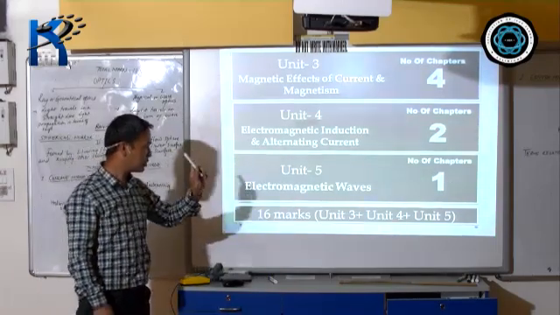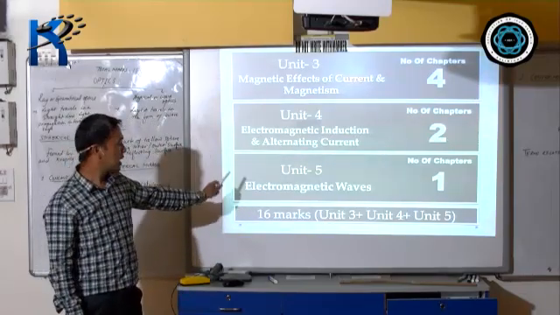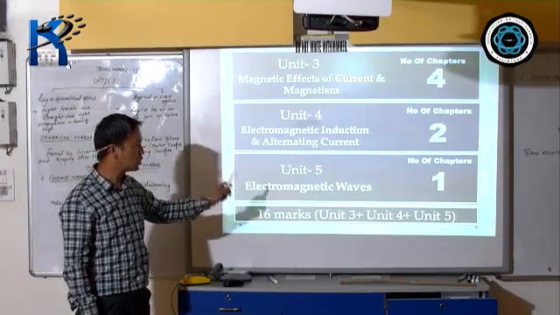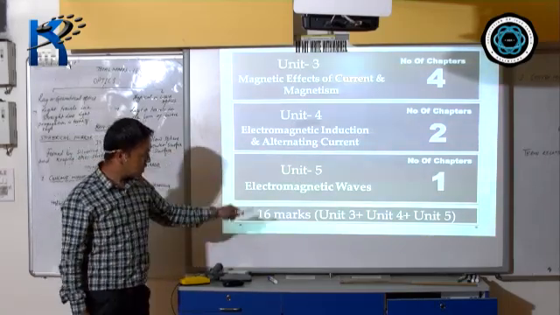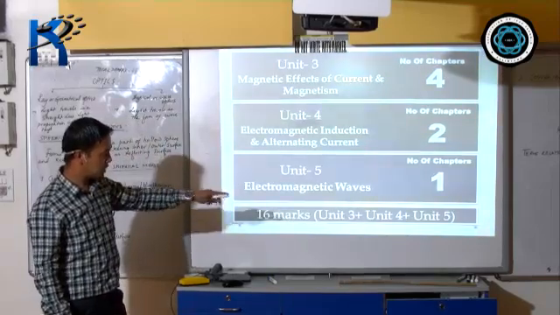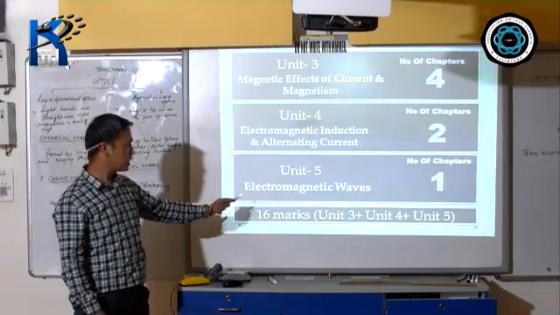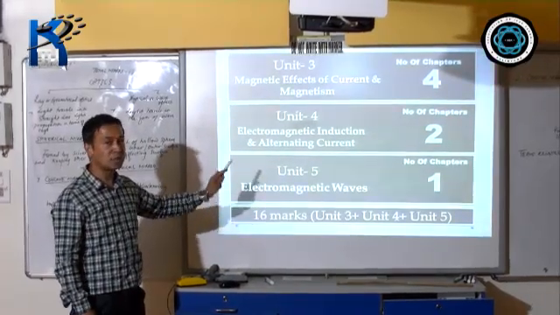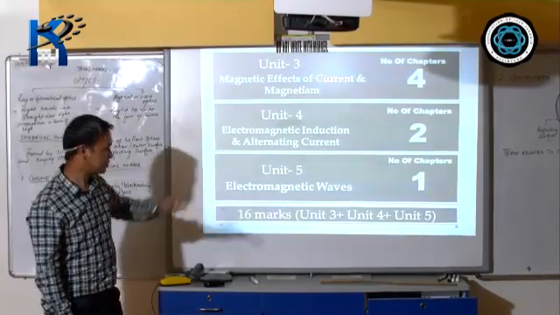In unit 5, we have only 1 chapter. The name of the unit is electromagnetic waves. This is also a very important unit I consider in physics. If you see, we have a total of 3 units, that is unit 3, unit 4 and unit 5. Those 3 units comprise 16 marks. So out of 70 marks, you find 16 marks of questions mostly from these 3 units.